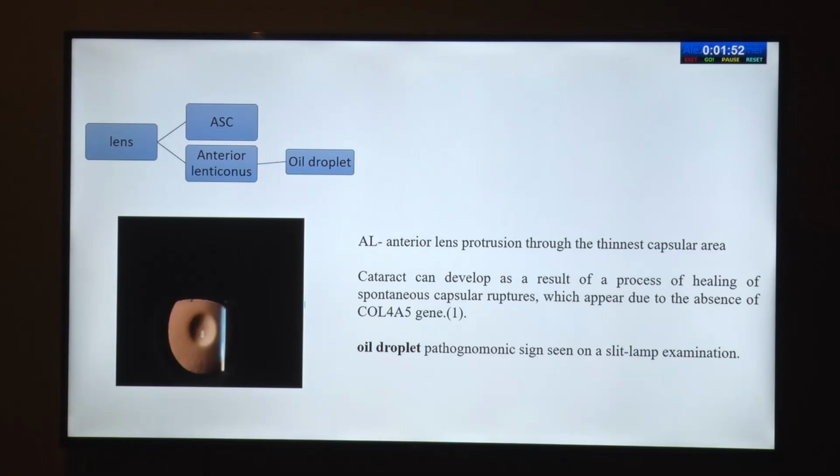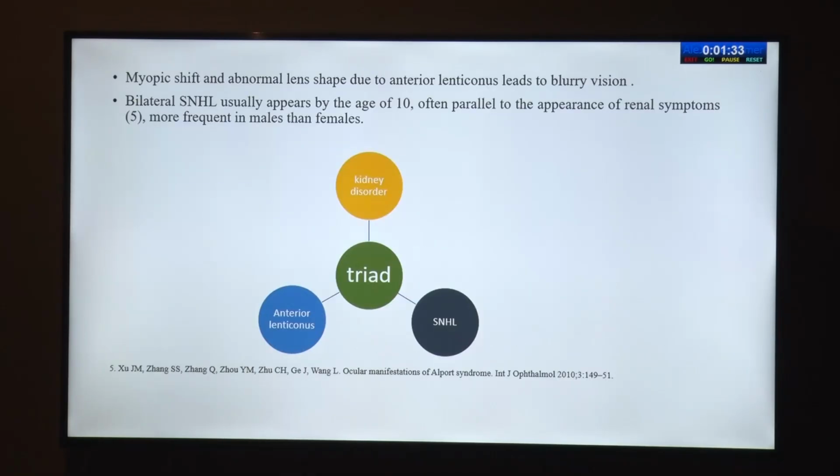Anterior lenticonus is an anterior lens protrusion through the thinnest capsular area. Cataract can develop as a result of the healing process of spontaneous capsular rupture, which appears due to the absence of the COL4A5 gene. The oil droplet is a pathognomonic sign which can be seen on slit lamp, IDO, or retinoscopy. The myopic shift and abnormal lens shape due to the anterior lenticonus lead to blurry vision.